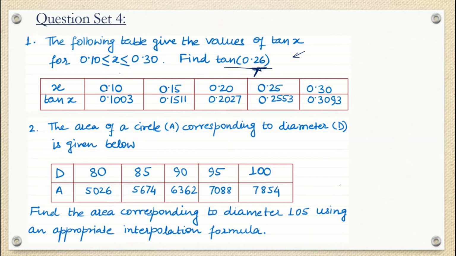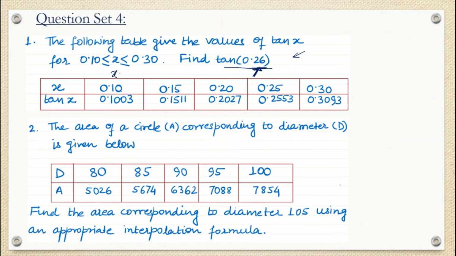That means the value of tan x is given at x equals 0.10. The value of tan x is given at x equals 0.15 and so on. So we are going to use Newton's backward interpolation formula to solve this question. And why do we want to use Newton's backward interpolation formula? Because as we said, if the unknown point is near to the last value of x, we will choose Newton's backward interpolation formula.